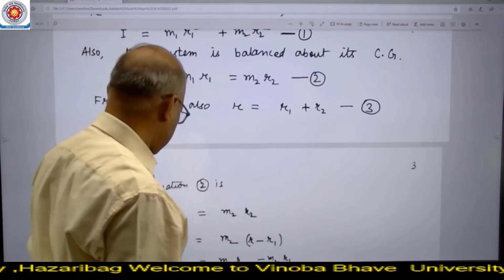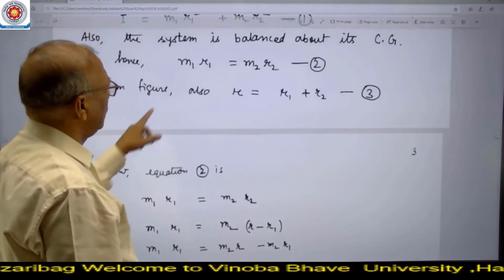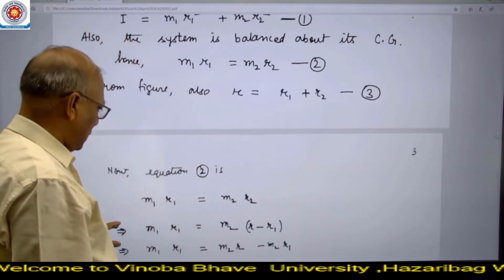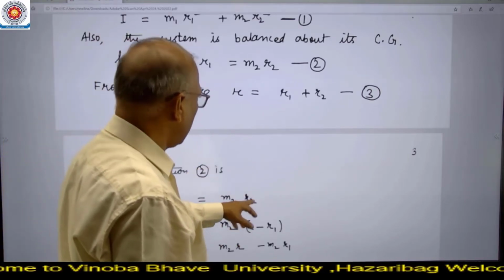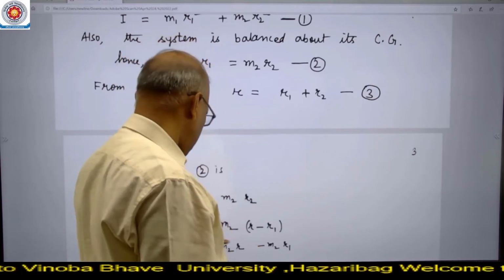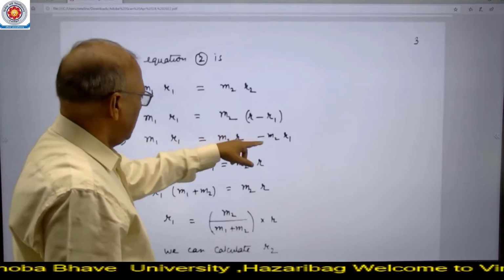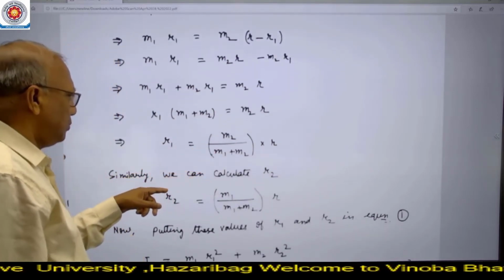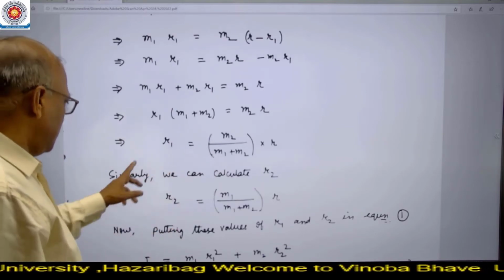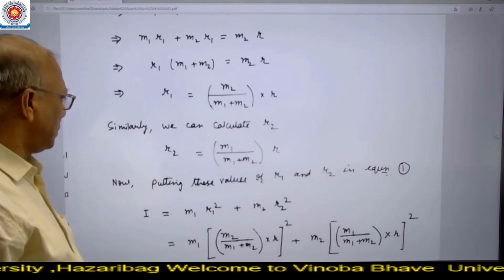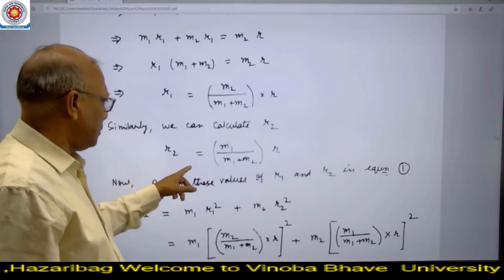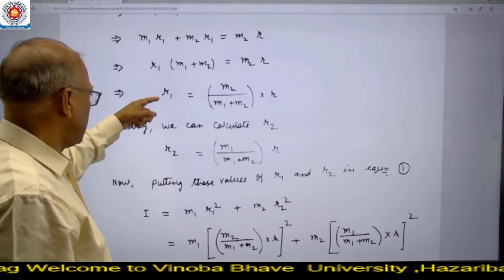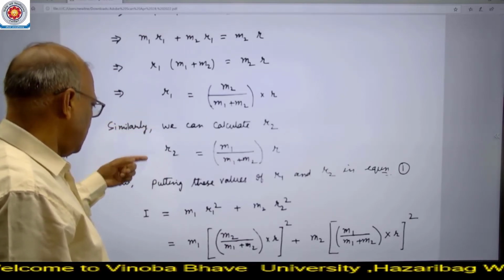Here we have written equation 3. Now from equation 2 we again write m1 r1 is equal to m2 r2, and here we put the value of r2, which means r minus r1. So when we solve this equation for r1, we get m2 by m1 plus m2 into r. Similarly, if we calculate the value of r2, it becomes r2 is equal to m1 by m1 plus m2 into r. Now putting these two values, r1 and r2, in equation 1.